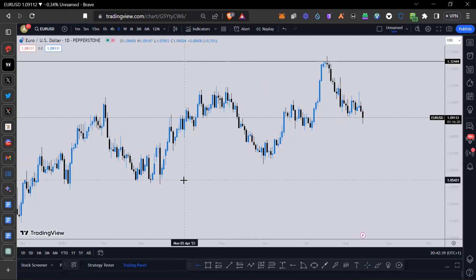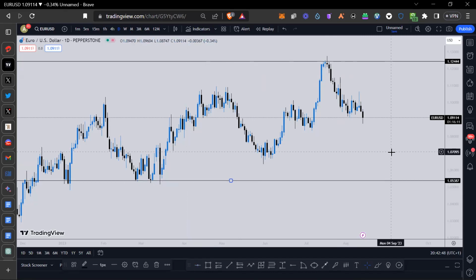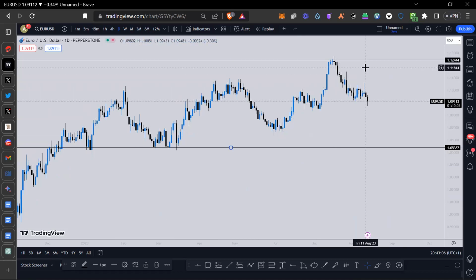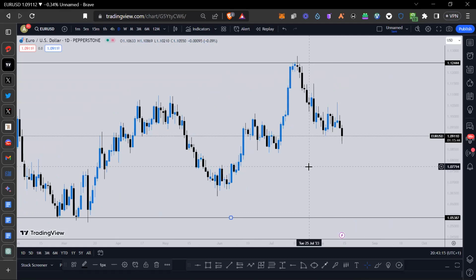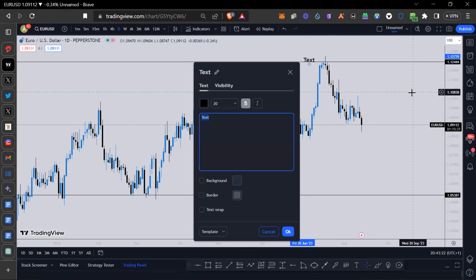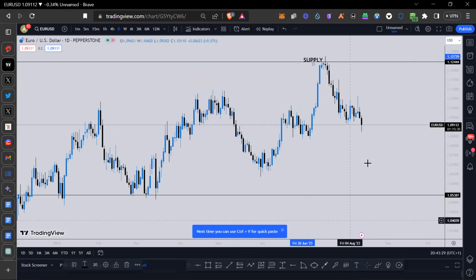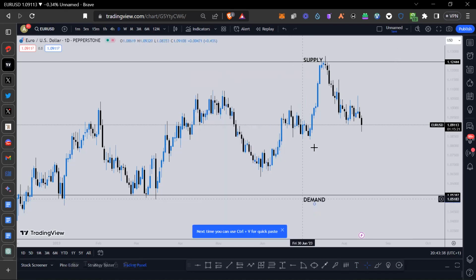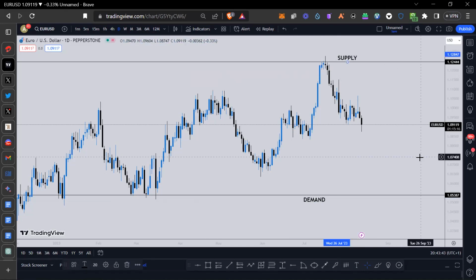Then secondly, demand or support is the opposite of supply and resistance. So basically, it's just a ground level where price accumulates and has trouble breaking lower. So that's the difference between demand and supply. You understand? So you should not try to confuse them both. So this is supply. Well, this is demand.